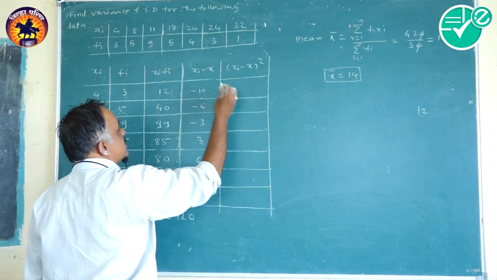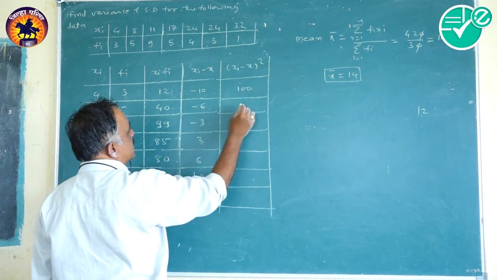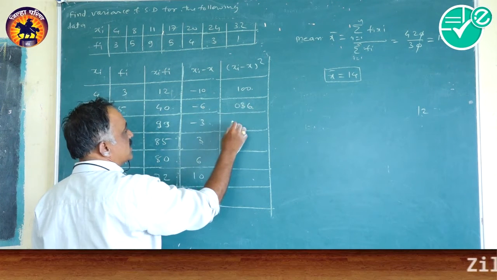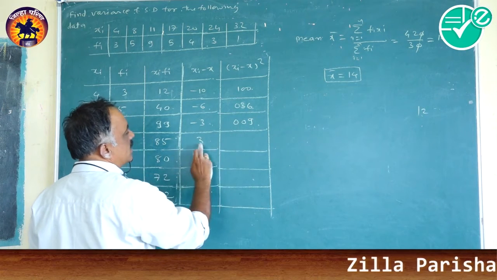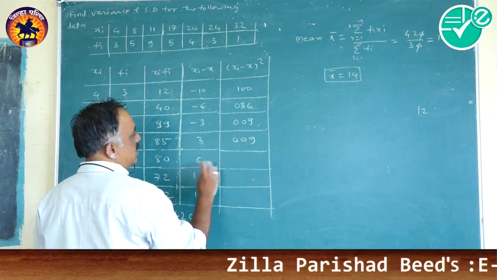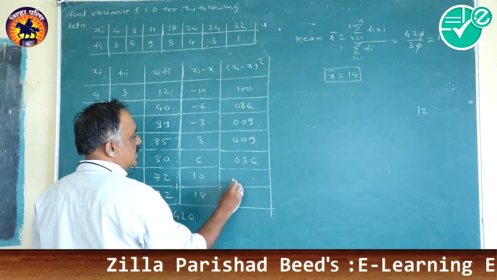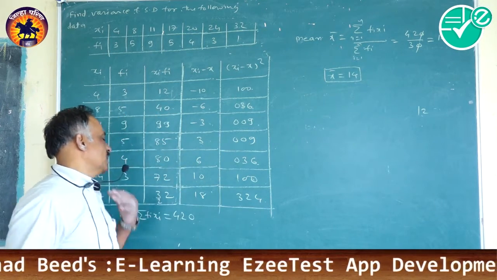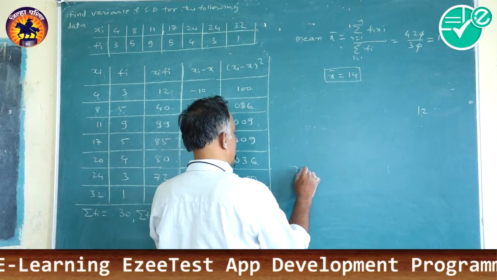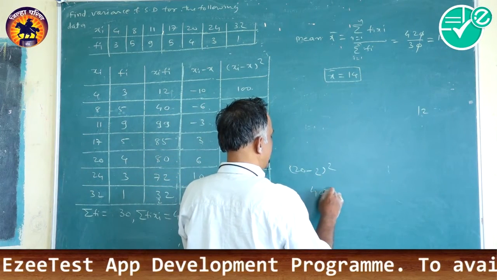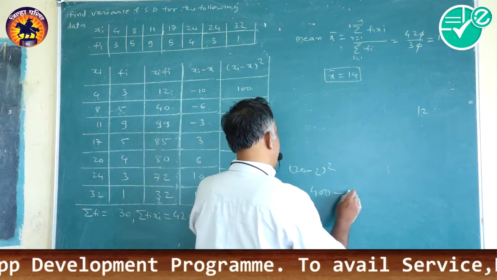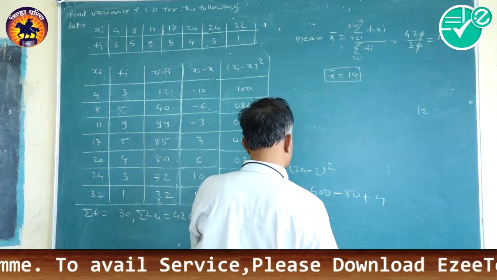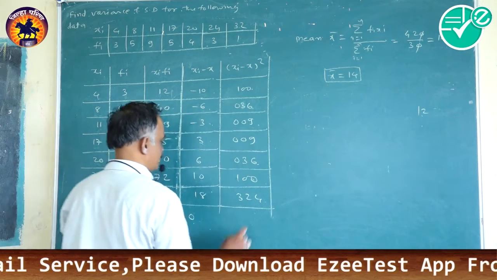It will be minus 10 square, 100. Minus 6 square, 36. Minus 3 square, 9. 3 square, 9. 6 square, 36. 10 square, 100. 18 square, 324. Let me check it. 20 minus 2 whole bracket square, 400 minus 80 plus 4. Yes, of course, 324 is the correct one.